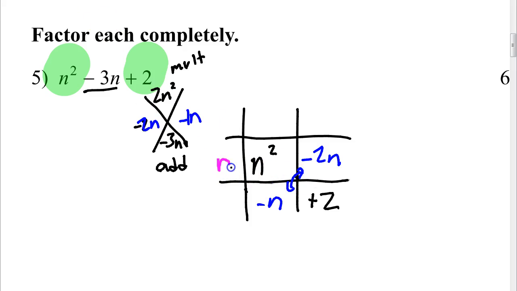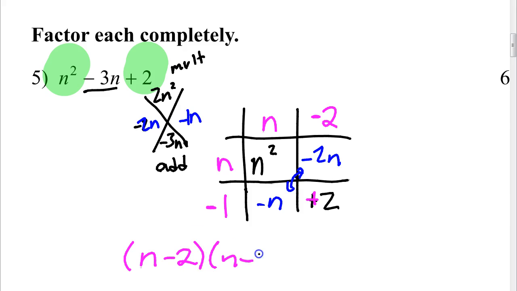Lastly, do the GCF for each row and column. N, 1, N, 2. Now, I like to put the numbers there first and then figure out the positives and negatives, because I know those numbers are right because 2 times 1 is going to be 2, but you can see that these two need to multiply to -2, so we'll make that a negative. These two need to multiply to -1, so that's a negative. And the two negatives multiply to a positive, so we're okay there. So our final answer is n-2, n-1.